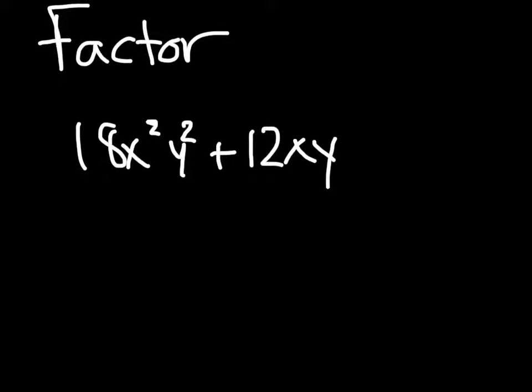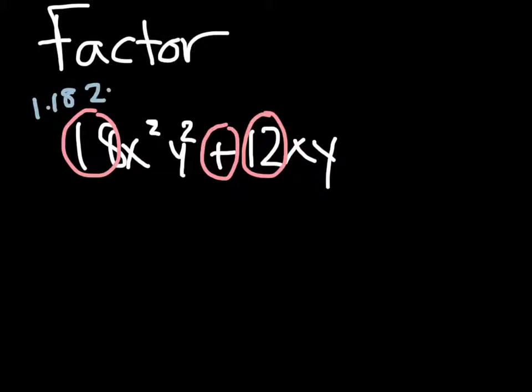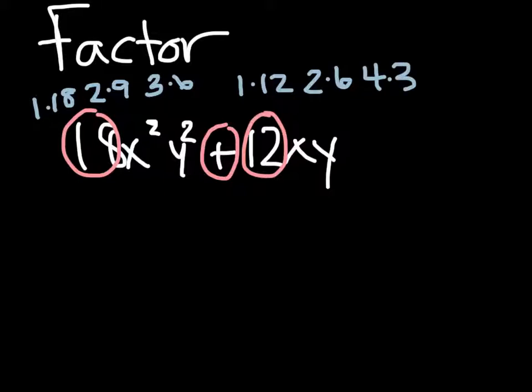Now we're going to try a different thing. We're going to factor. So we know to do this when we see this. Okay, we have an addition sign between the two, and so we need to add these. First thing I'm going to do is look at my coefficients, 18 and 12. So 18 has 1 and 18 as factors, 2 and 9, 3 and 6. 12 has 1 and 12, 2 and 6, and 4 and 3. Alright, so looking through those, 6 is my greatest common factor.